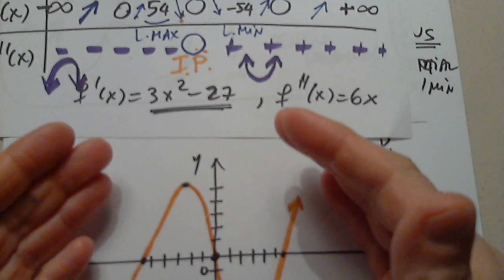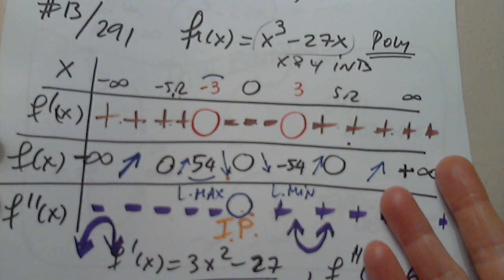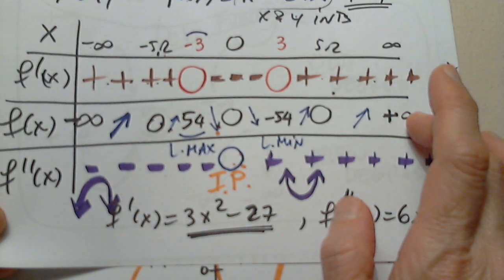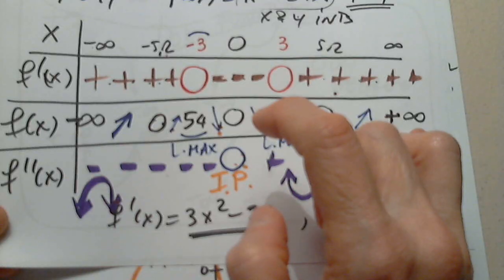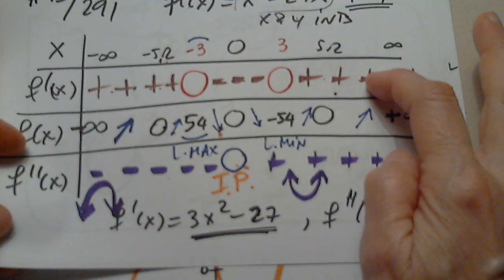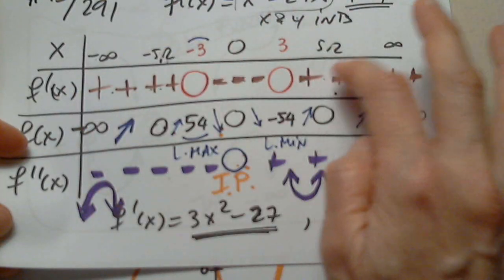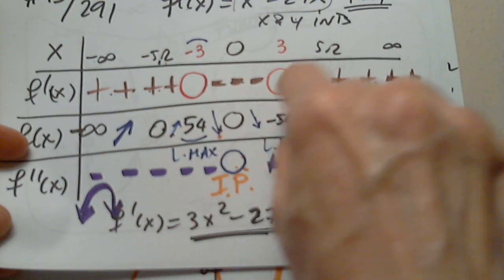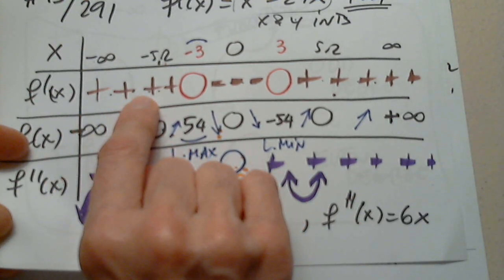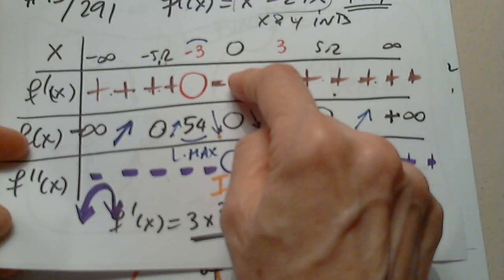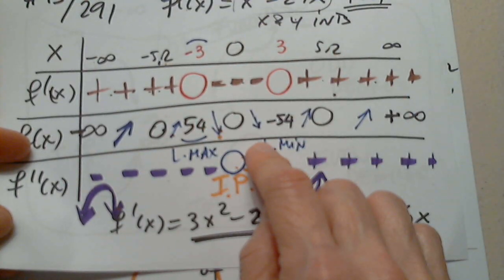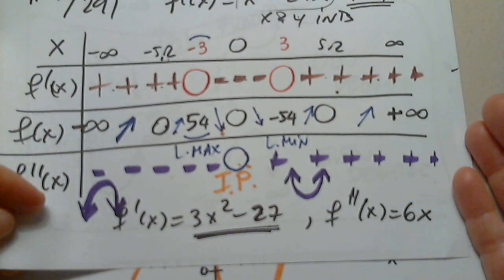How was I able to put this all together? From here, I found x and y intercepts. I found the limits at infinities. I found the critical numbers. I studied the sign of the first derivative. I made sure that the two rows go well together. When the function is increasing, the derivative has to be positive. When the function is decreasing, the derivative has to be negative. They go back and forth.